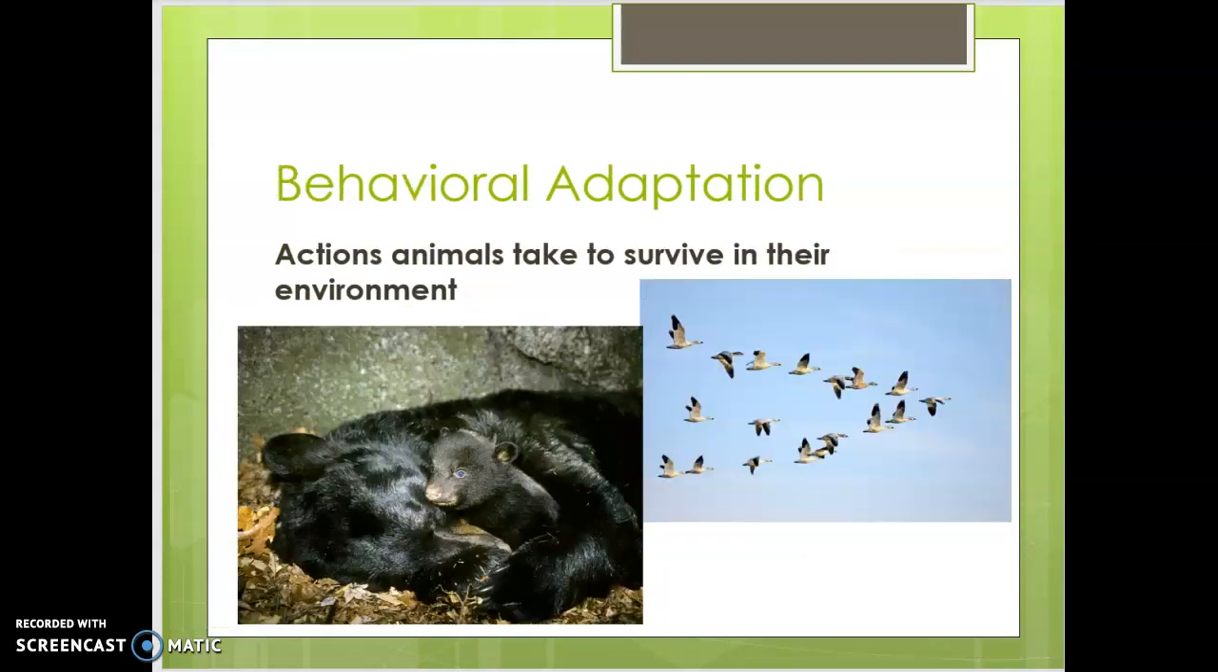We also have behavioral adaptations. And remember, behavior is when you're acting, the things you're doing. So it's the actions that animals take to survive in their environment. So we have the picture right here of the bear and its cub. And bears tend to hibernate in the winter. That is the behavior that they do as they're adapting to changes in their environment.